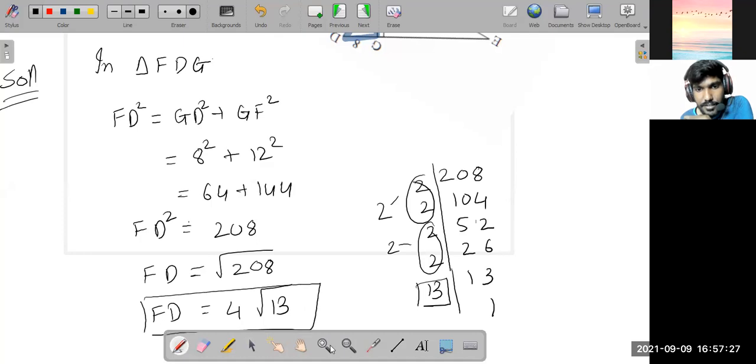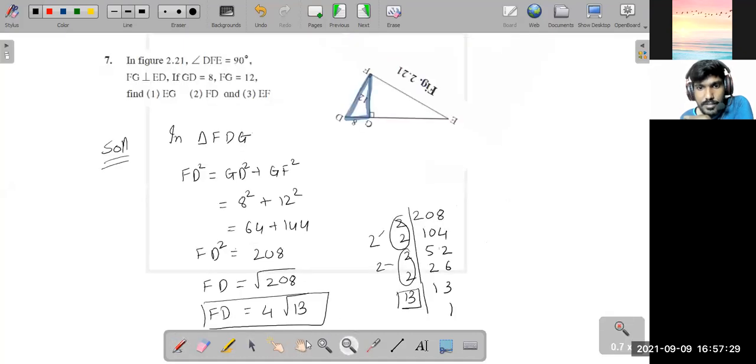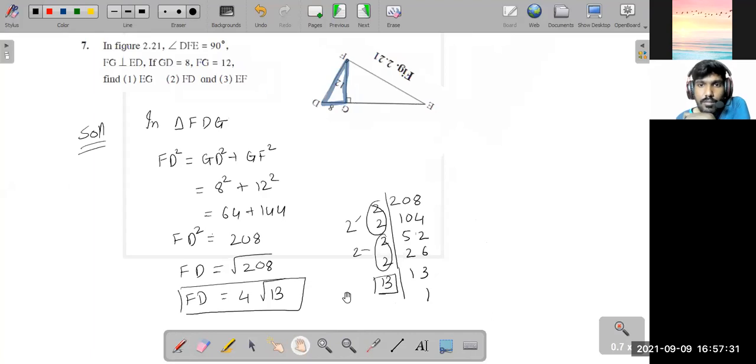Did you understand this? Yeah. Why don't they give a proper side in the final, like when you find out everything? Because they want to increase the calculation. Okay.